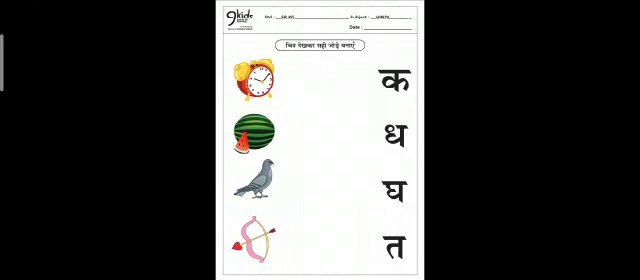Second picture is Tarbooj. Third picture is Kabutar. Fourth picture is Dhanush. So we have to match all the pictures with their first letter.